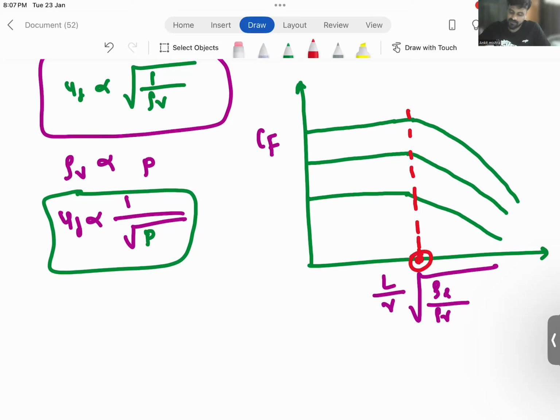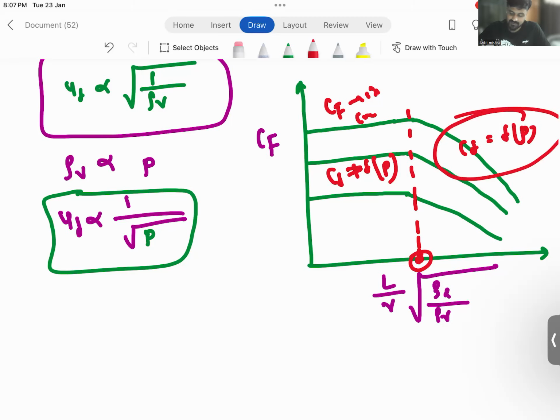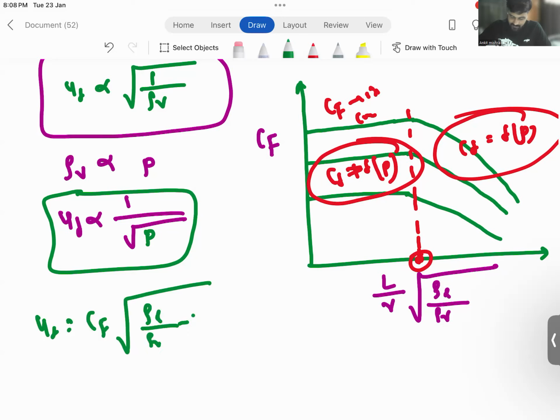After this particular pressure, you can see that CF is not constant, but in this particular region CF is constant. So CF is not a function of pressure here, but CF is a function of pressure in this region. These two regions are there. Sometimes they can give you such a plot and ask you the value of CF. After that, from CF, you can calculate the flooding velocity: UF is equal to CF root over rho L by rho V minus 1.